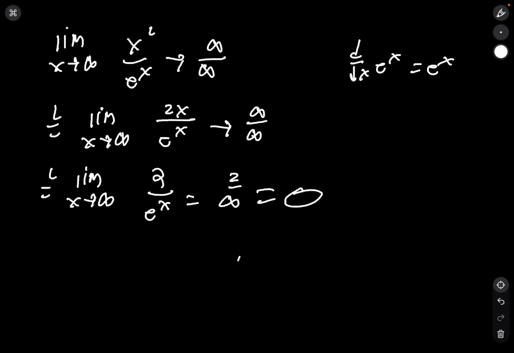And that's essentially what the limit goes to. So the limit as x approaches infinity of x squared over e to the x is just 0. Now we're going to go into a very, very famous example. This is one you should prepare for.